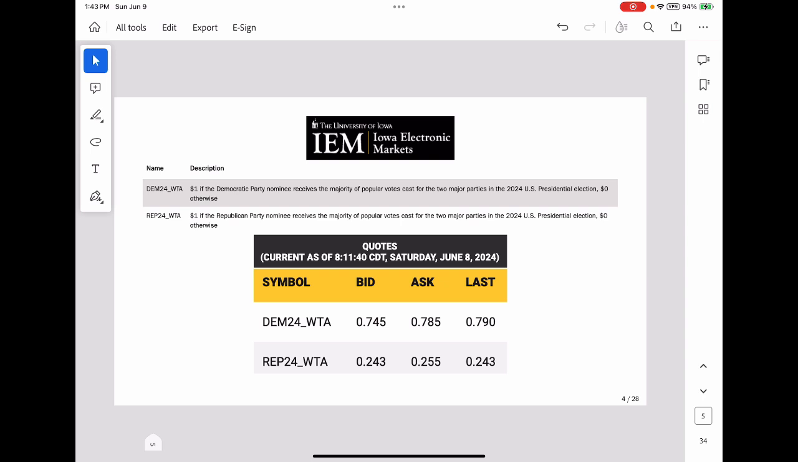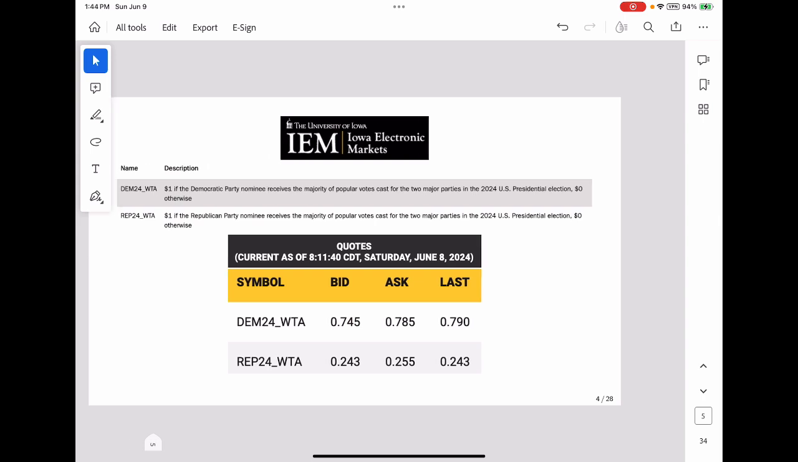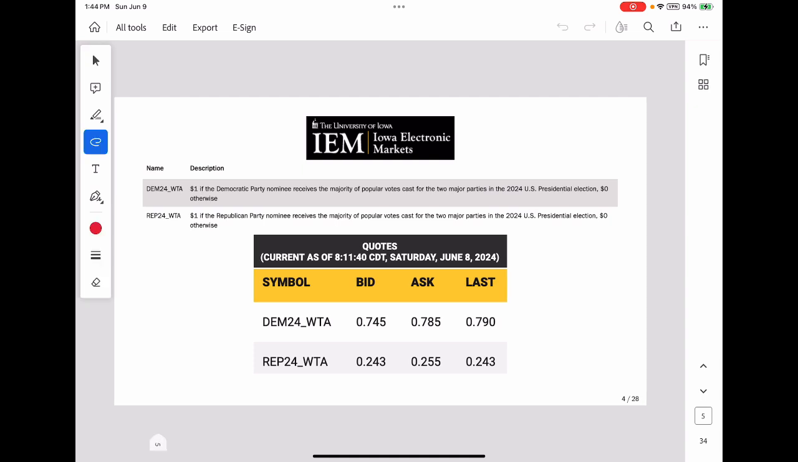Now you can see here on the screen, you've got two columns, bid and ask. And let me just explain to you what these prices mean. If you take a look at the ask column and this price, 0.785, this tells you how much you would have to pay in dollars. So 78.5 cents would be the price of one contract that would pay you $1 if the Democratic candidate gets the majority of votes cast for the two major party candidates in 2024.